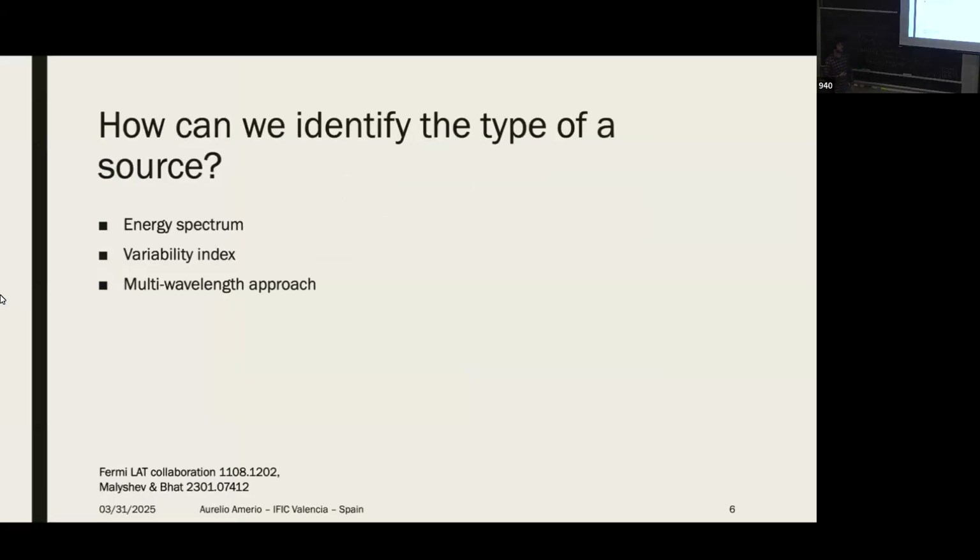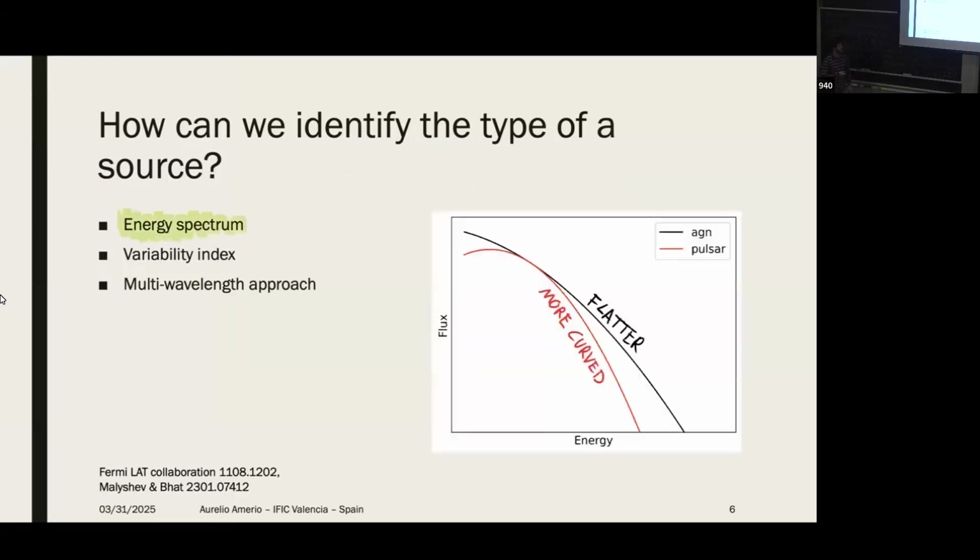So first of all, how can we identify the type of a gamma ray source? There are several possible ways. For example, we can study the energy spectrum, the variability index, that is to say how much the flux of gamma ray changes over time. And then we could also use a multivariate approach where we cross-correlate a signal from different experiments, say an optical signal with a gamma ray signal. But today we will focus on the energy spectrum.